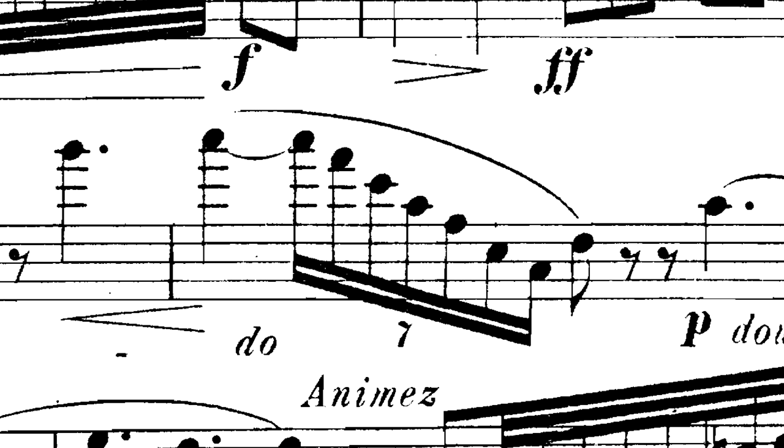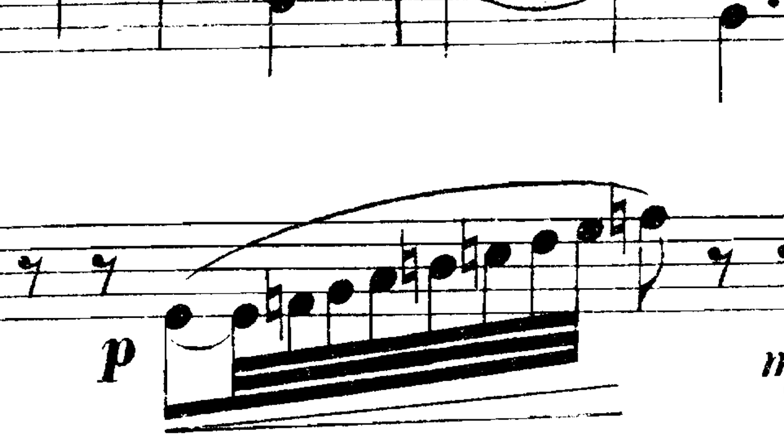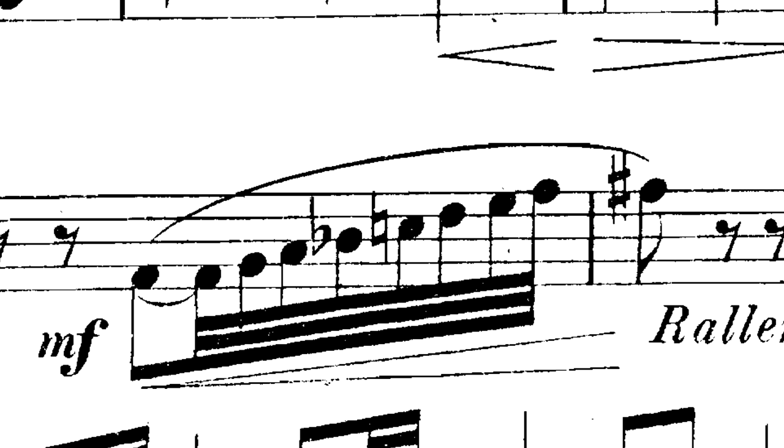In measure 42, we have a G major scale. It's a little tricky because it starts on the note D. And then that's followed by a C major scale that starts on the note E. And that's followed by a G minor scale.